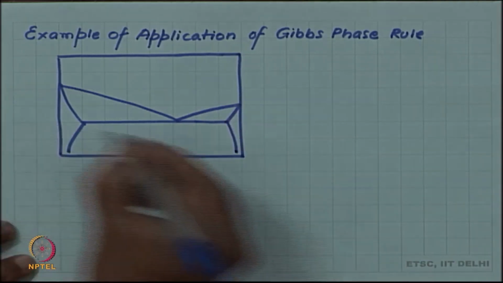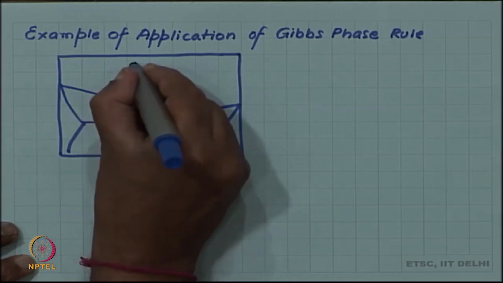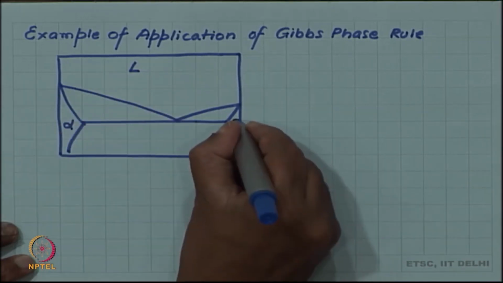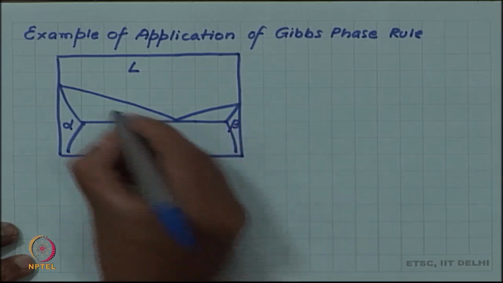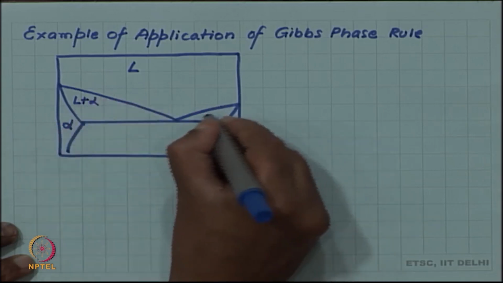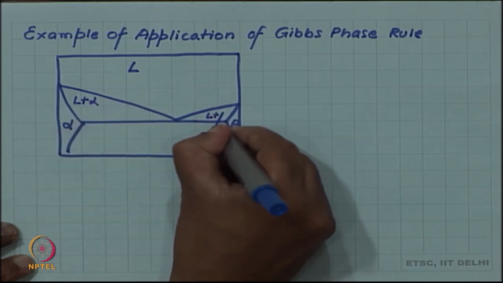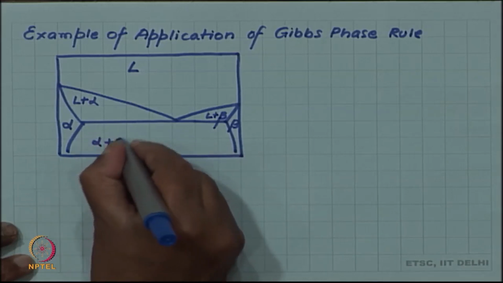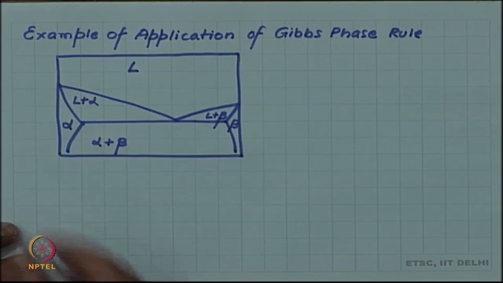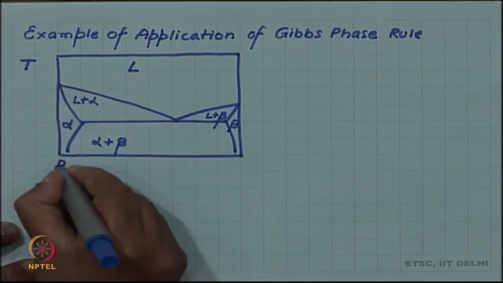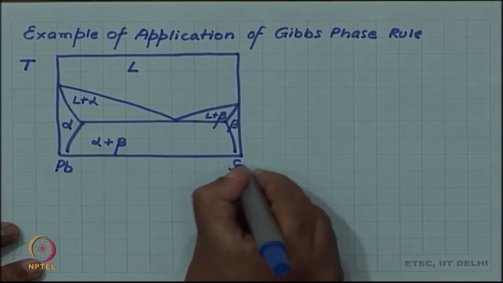So, this is the lead-tin diagram, this is the liquid phase, alpha phase, beta phase, liquid plus alpha, liquid plus beta, alpha plus beta. This is the temperature axis and this is the composition axis.